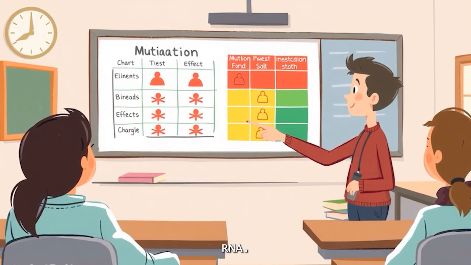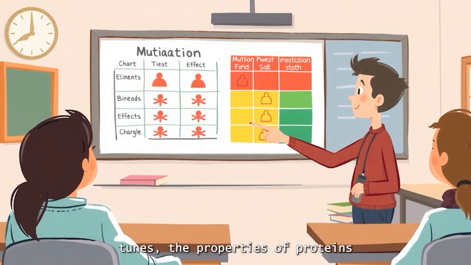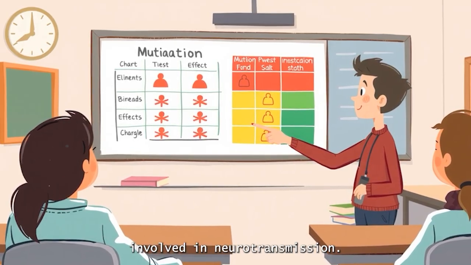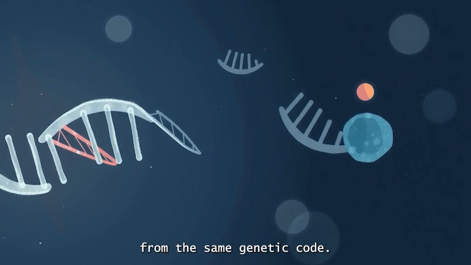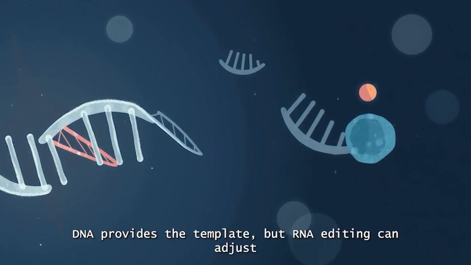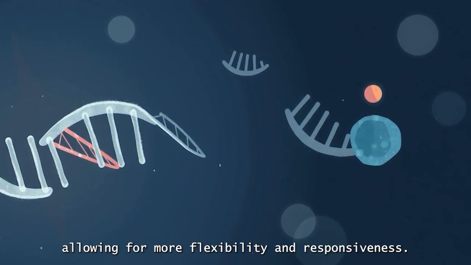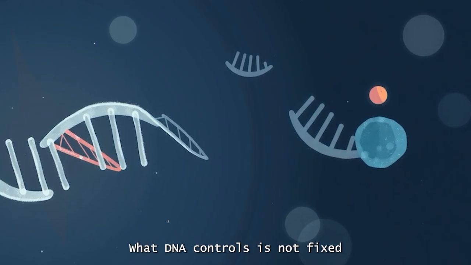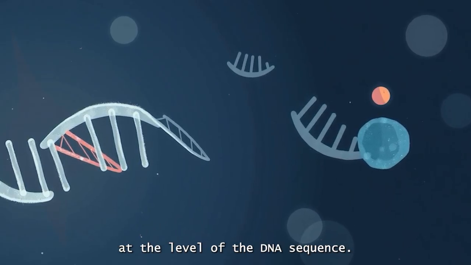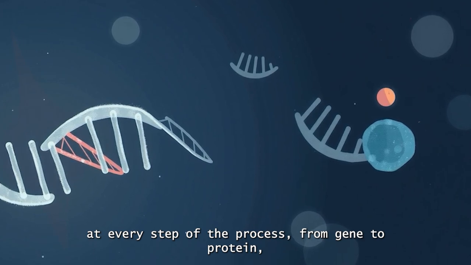RNA editing is particularly common in the nervous system, where it fine-tunes the properties of proteins involved in neurotransmission. It's another way the cell can create diversity from the same genetic code. DNA provides the template, but RNA editing can adjust the message, allowing for more flexibility and responsiveness. What DNA controls is not fixed at the level of the DNA sequence, it's modulated at every step of the process, from gene to protein.